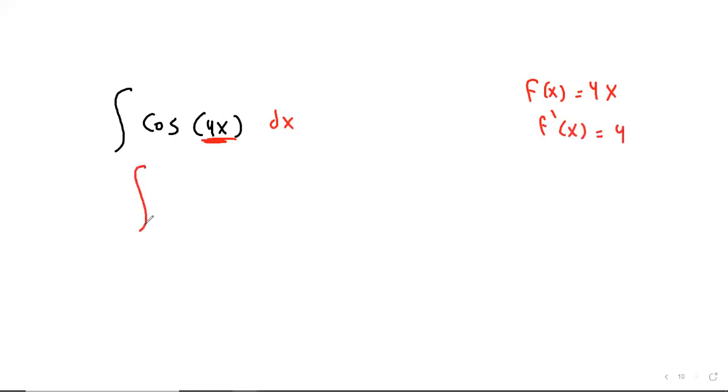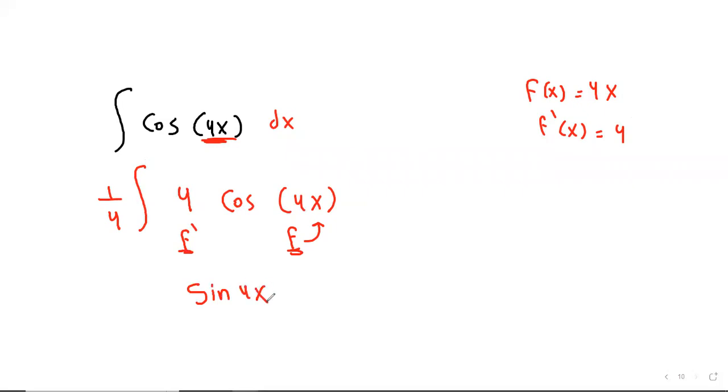So we can write it as the integration of 4 cosine 4x. Here the function f is 4x, and here is its first derivative, and write 1 over 4 in front of the integration. So apply the rule. The integration of cosine is sine, so it will be sine 4x. And here we have 1 over 4. So it will be 1 over 4 sine 4x plus c.